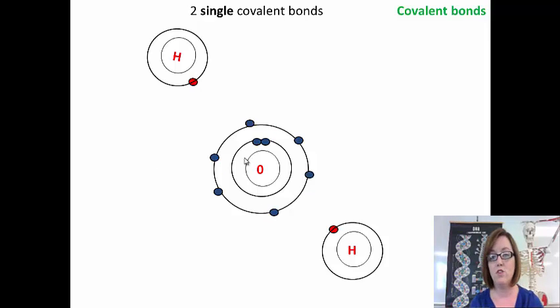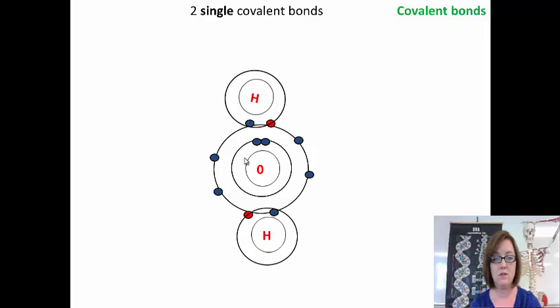Here we see 2 hydrogens and an oxygen. No one's happy. No one has a full valence shell. Oxygen only has 6 electrons in its valence. What if we did this? Right? If you count, now oxygen has 8 electrons in its valence shell, and each hydrogen has 2 electrons in its valence shell, and everybody has a full valence and everybody's happy. This, of course, is water.